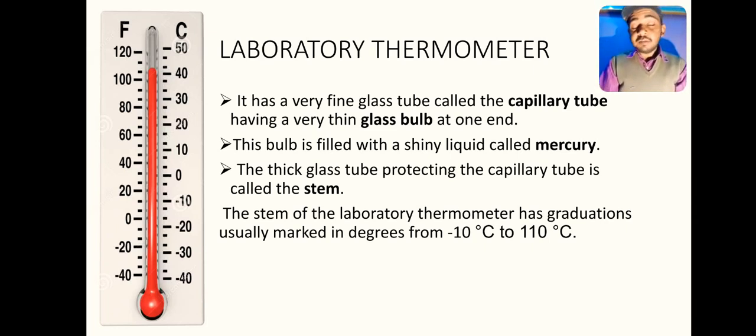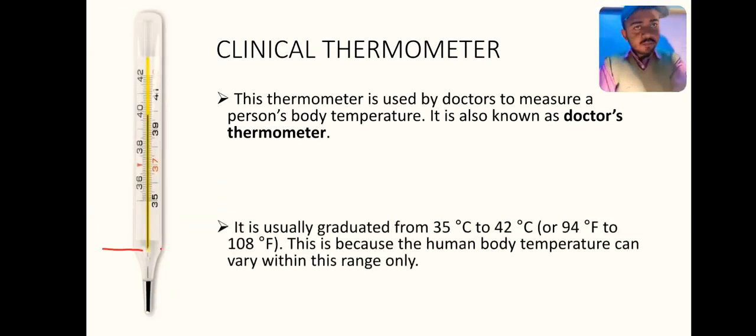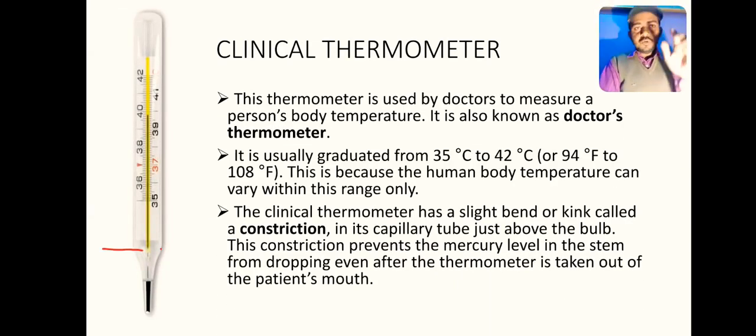It will be wrong, terribly wrong. So it has a constriction. What does this constriction allow us to do? To measure the temperature accurately even after taking the thermometer out from the mouth or the body. Okay, I hope you understand the basic difference between clinical and laboratory thermometers.